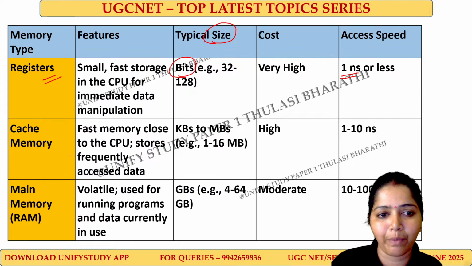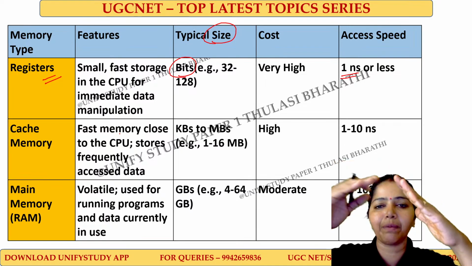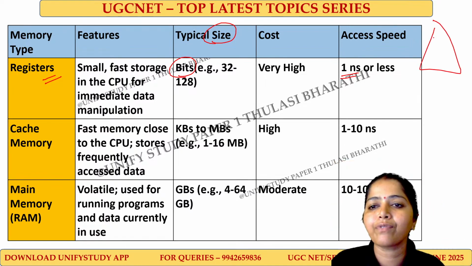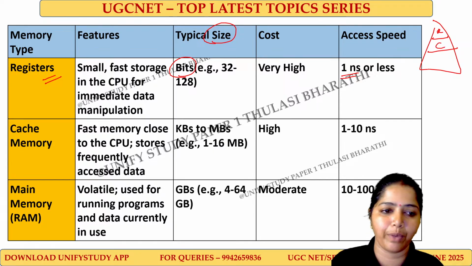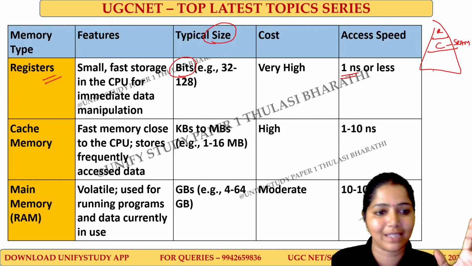Next we have cache memory. Here in the diagram we have seen, right, in the pyramid, after the register we have the cache memory. Inside cache, what will we be using? We will be using SRAM, static random access memory.